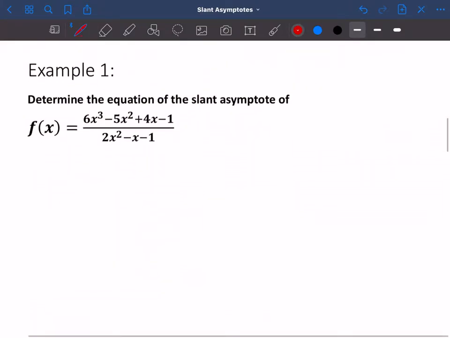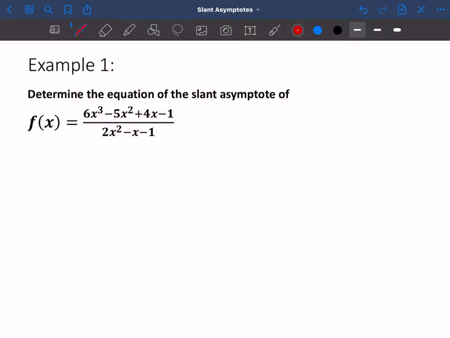So let's take a look at our first example here. Determine the equation of the slant asymptote. So the first thing we want to do is compare the degree of our numerator and our denominator, and confirm that a slant asymptote exists, and in fact it does. We know a slant asymptote is going to exist for this particular problem because the degree of my numerator is 3 and the degree of my denominator is 2. And since 3 is greater than 2 by 1, we have fit the criteria.